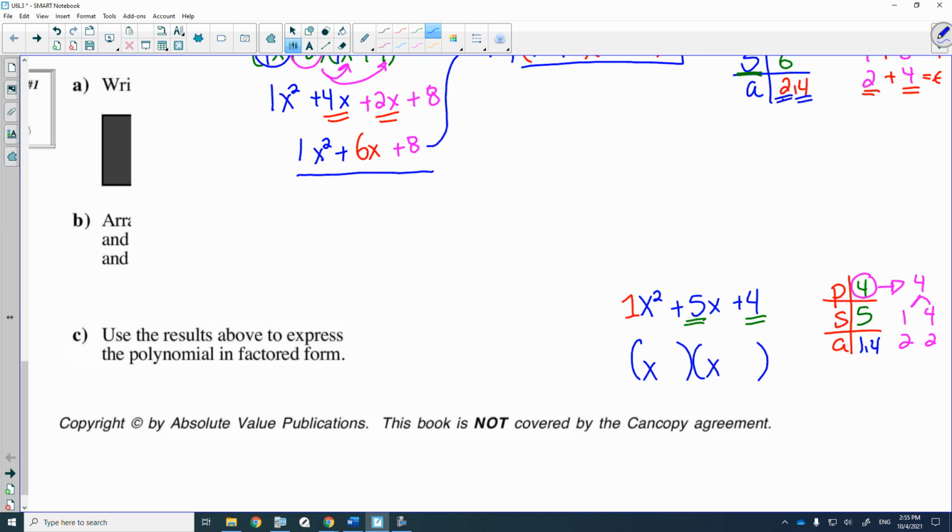So your factored answer would simply be: put an x at the front of each bracket. 1x is going to get a plus 1, and 1x is going to get a plus 4. And then you box that in, and you have factored that question. Okay, flip your page. We will do a couple more to see that you are understanding this.